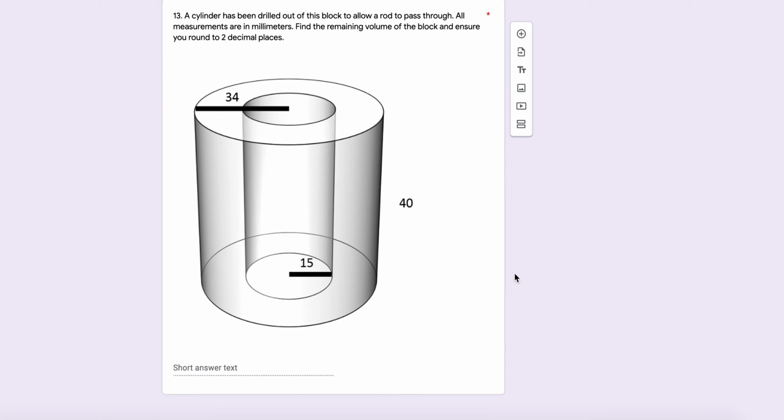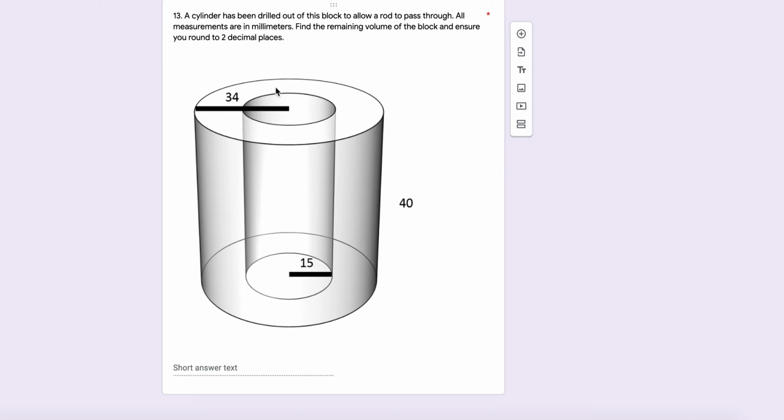Question number 13 is a touch more complicated, but very similar to what you've seen in the last exercise. So you've got a cylinder that's been drilled out of this block to allow a rod to pass through it. Looks kind of like a toilet paper roll, actually. All measurements are in millimeters, okay? So you need to include the millimeters cubed here, and I will add that to the question. Find the remaining volume of the block and ensure you round to 2 decimal places.